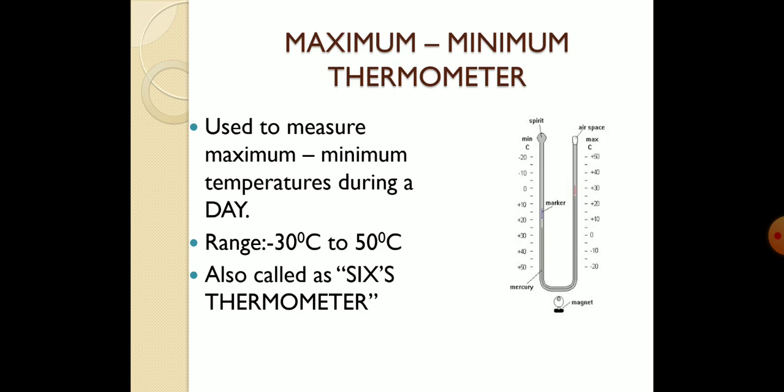Okay, children, look at the diagram. It is U shaped. On the top you have spirit, and you have the mercury inside the capillary tube. On the left side you have the minimum, on the right side you have the maximum, and there's airspace on the top. Below you have a magnet. All these things are the setup for the maximum minimum thermometer.